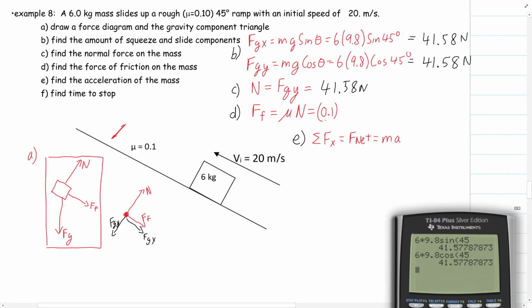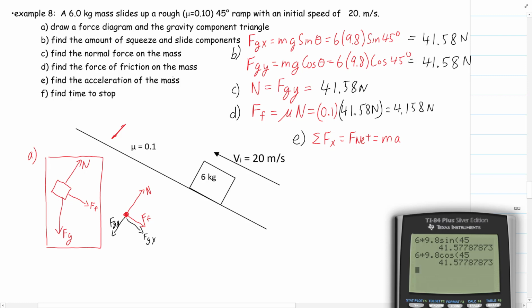And the force of friction is mu times N, and mu is 0.1 times 41.58 newtons. So that's going to equal 4.158 newtons.